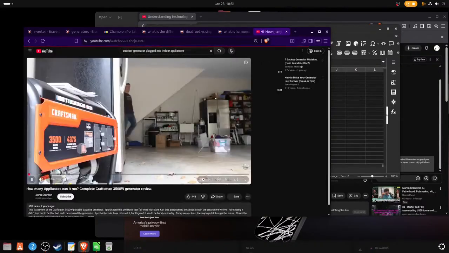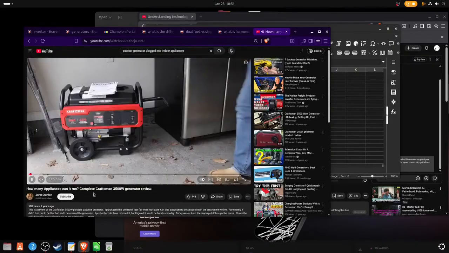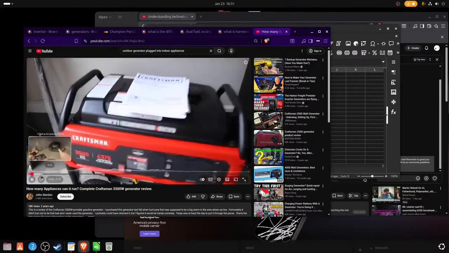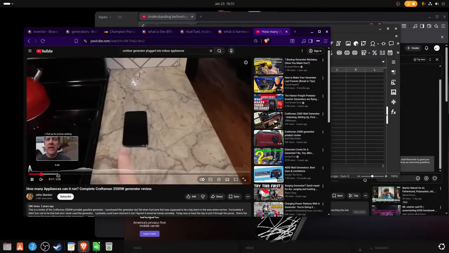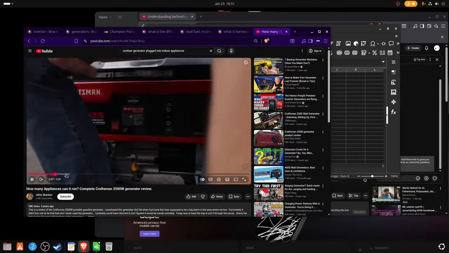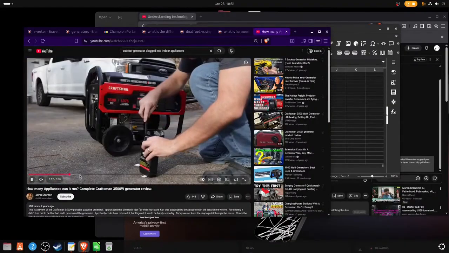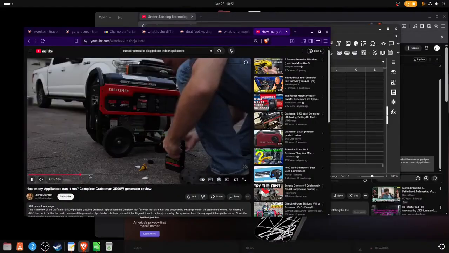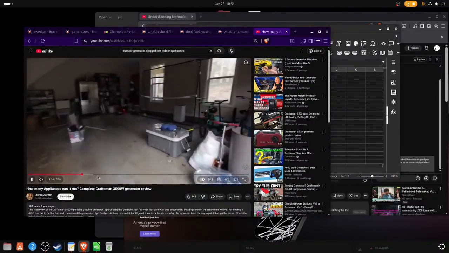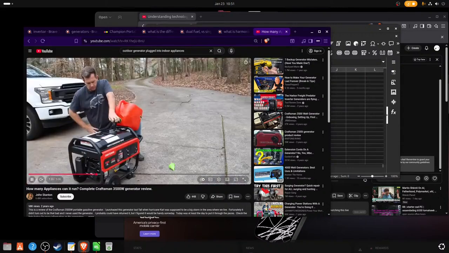This is the Craftsman 30. How many appliances can it turn on? 3,500 watts. That's a lot of watts to me. Sounds like a lot of wattage. It's not crazy, but what, is a fridge 1,200 or 1,400 watts? Maybe more now?